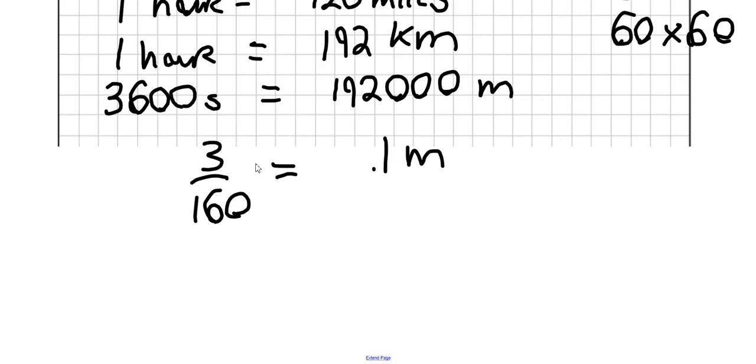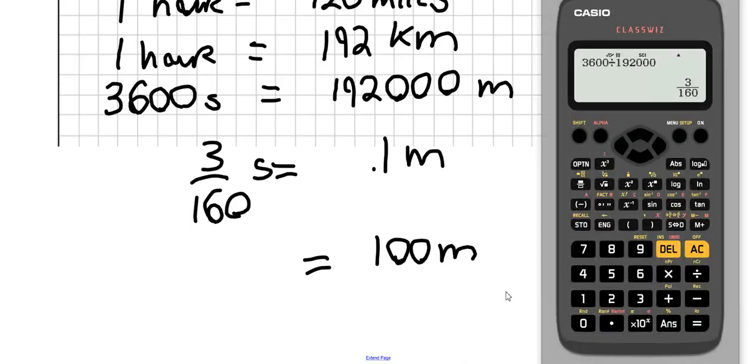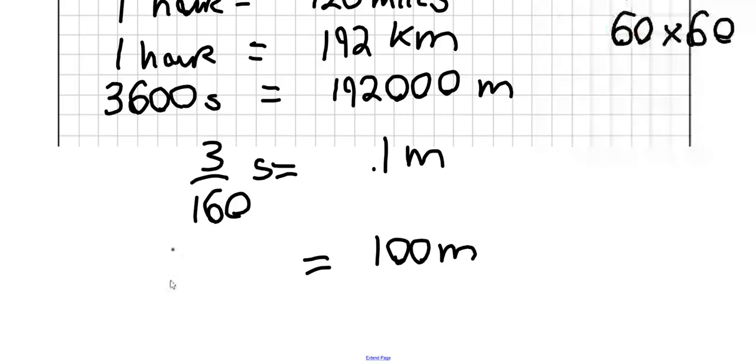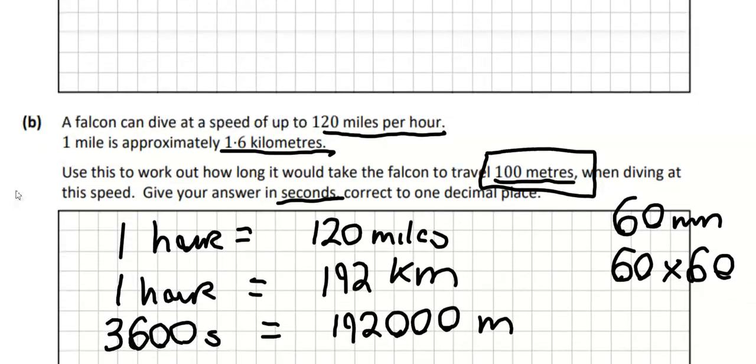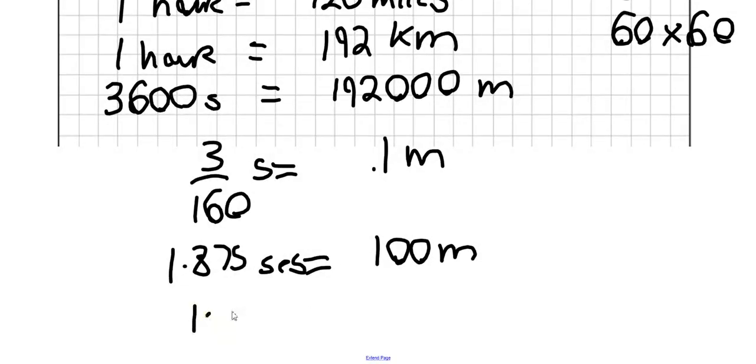So in 3 over 160, that fraction of time, it travels 1 meter. How many meters am I after? I'm after 100, so I'm going to multiply this by 100 now. 15 over 8, otherwise known as 1.875 seconds. What's the answer in the back? 1.9. And if I round it off to 1 decimal place, I have 1.9 seconds.